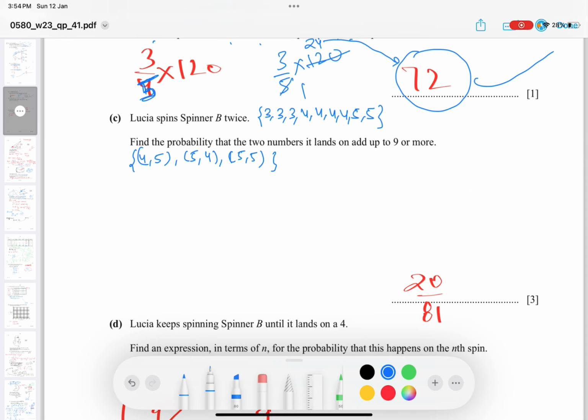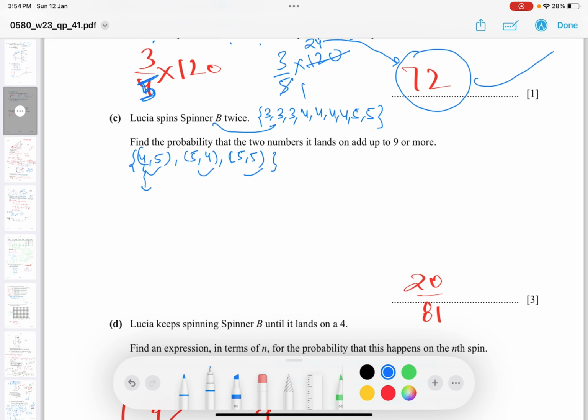And we got that. Now for the next question, Lucia spins spinner B twice. Find the probability that the two numbers it lands on add up to 9 or more. Now this is spinner B, right? It has 3 times, 4 times and 5 2 times. How can we get a sum of 9 or more? So there are three outcomes: 4 5, 5 4 and 5 5.